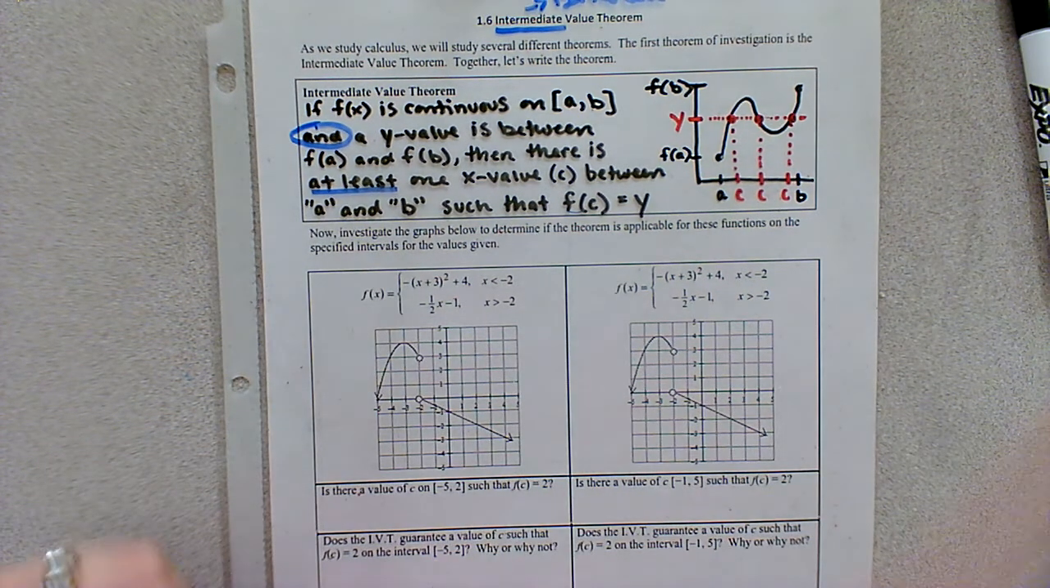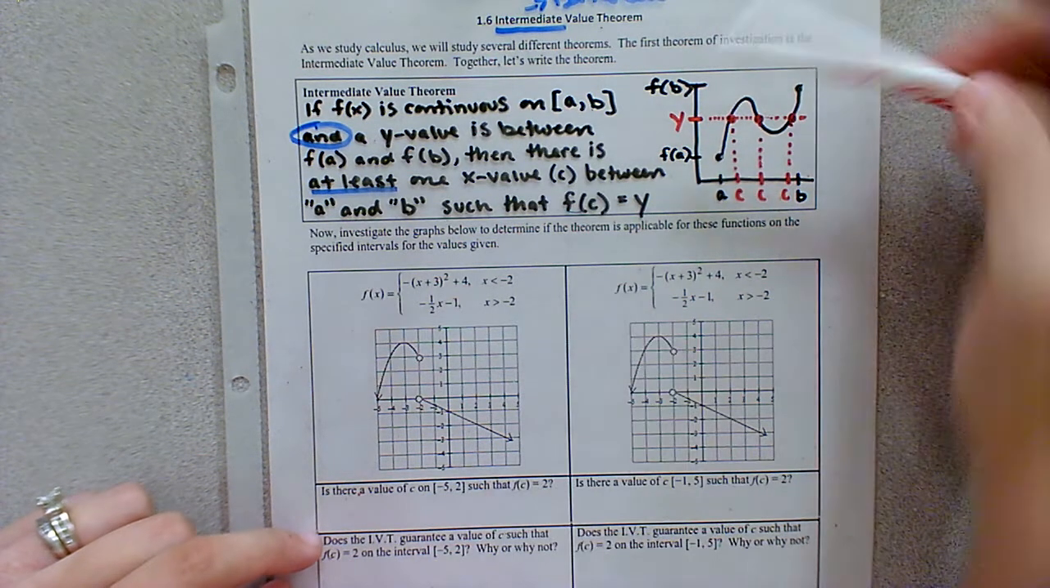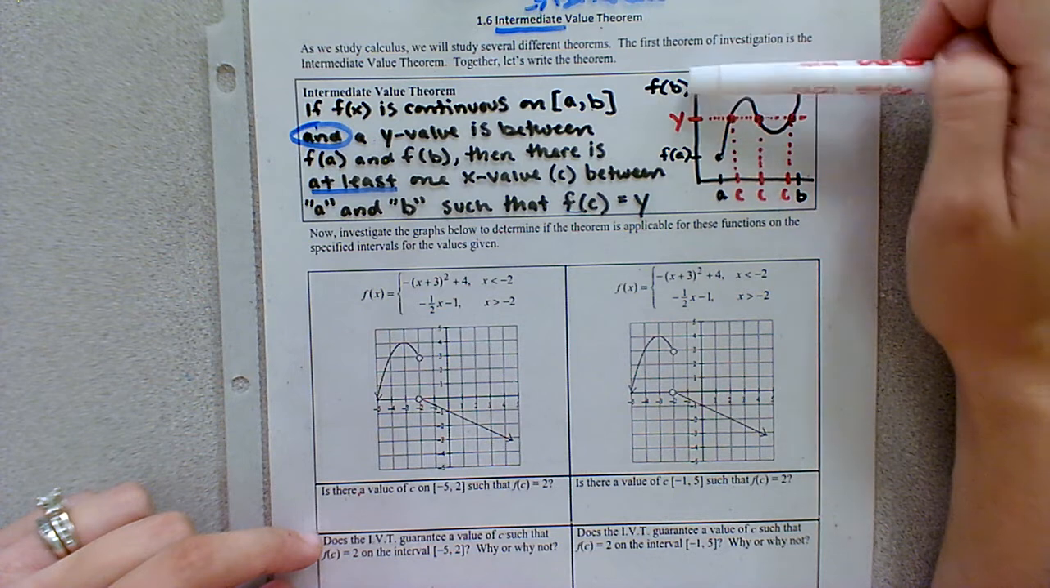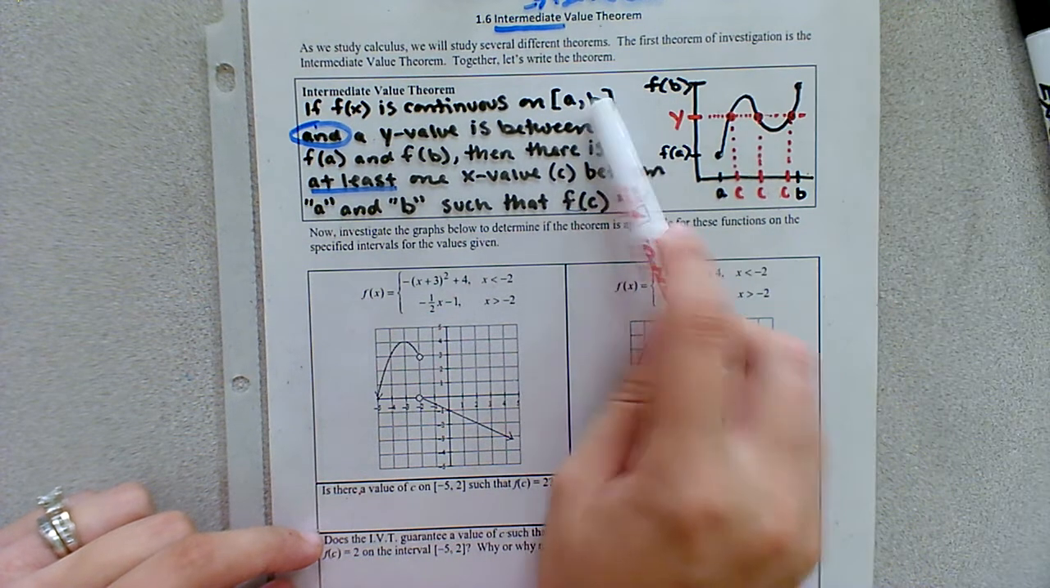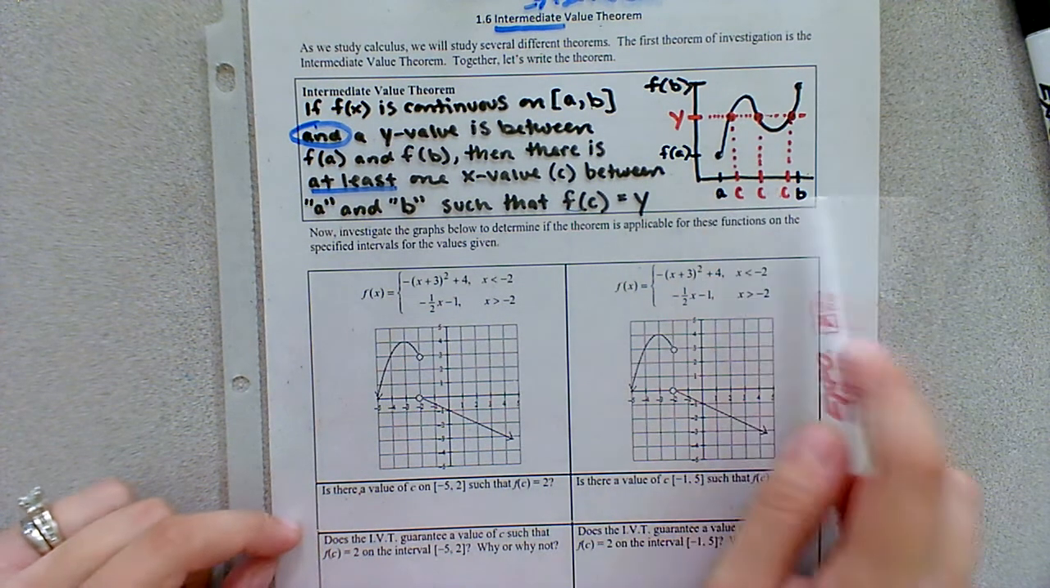So the moral of the story is, if we can confirm that a graph is continuous on a closed interval, and we know that the y value is between the outputs from the interval, then we must have an x value somewhere between a and b.